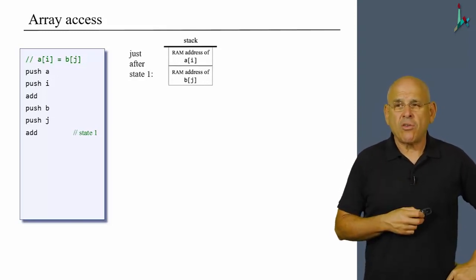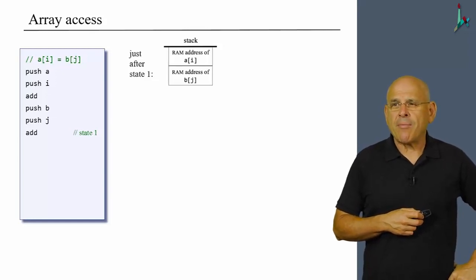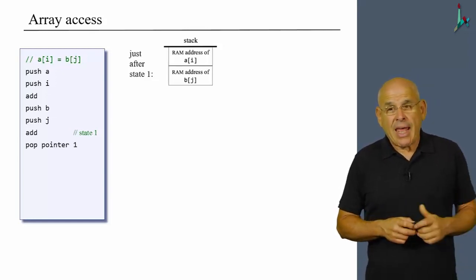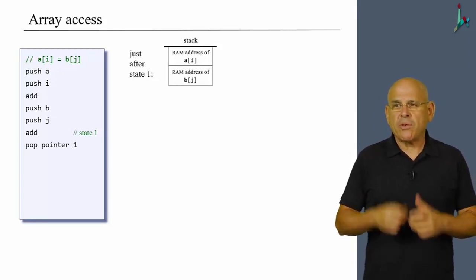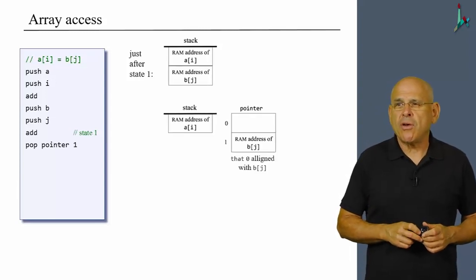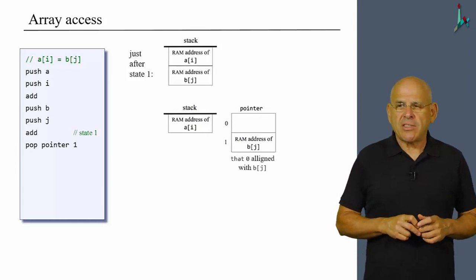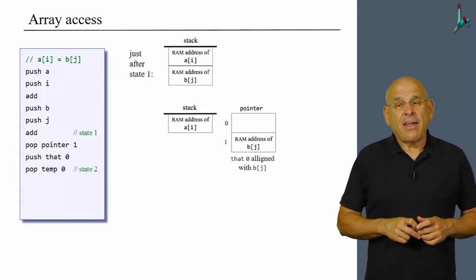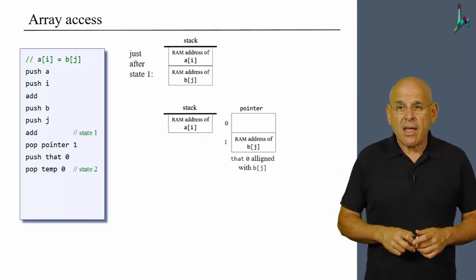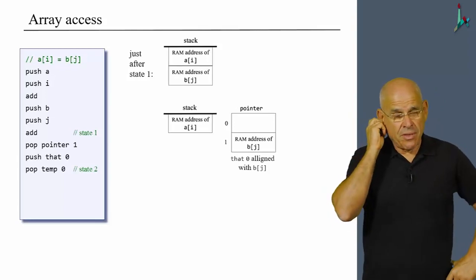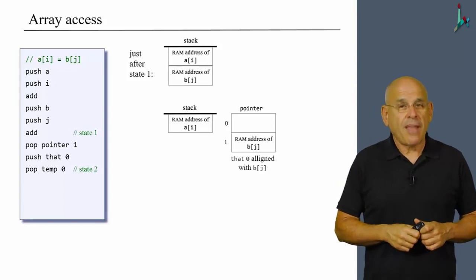The stack is going to contain these two addresses, the RAM address of a[i] and the RAM address of b[j]. And then we're going to pop the topmost value, which is the base address of b[j], onto pointer 1. So we're going to get the state that you see here. And then, now that that 0 is aligned with b[j], we push the value that we find in b[j] and pop it into temp 0.